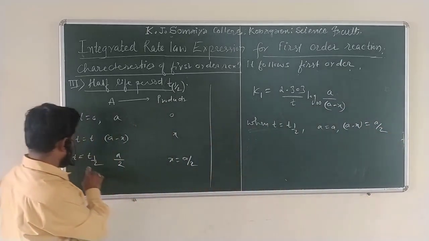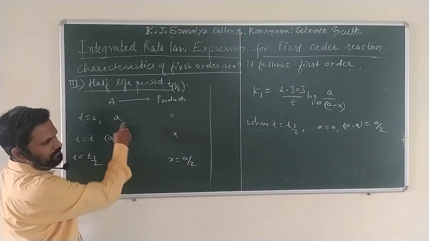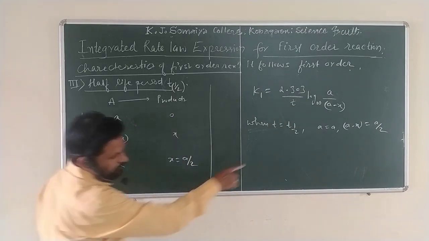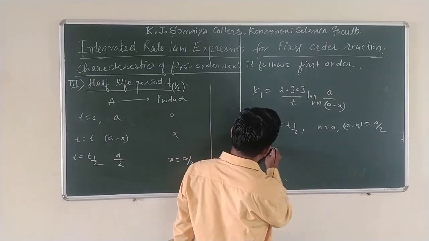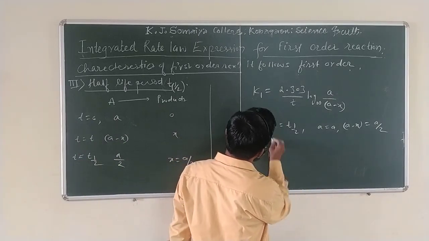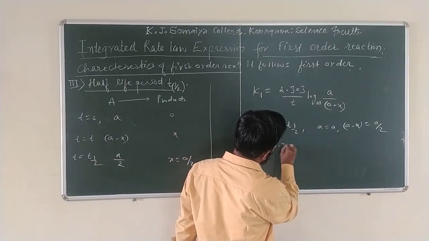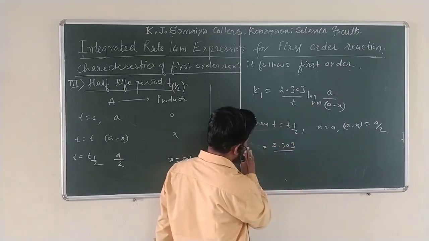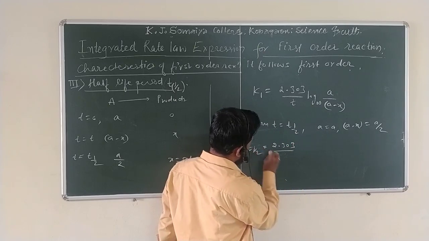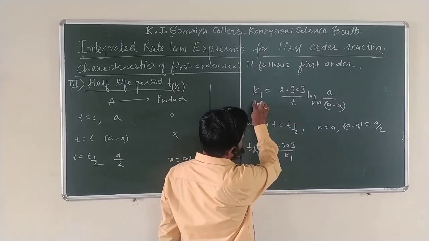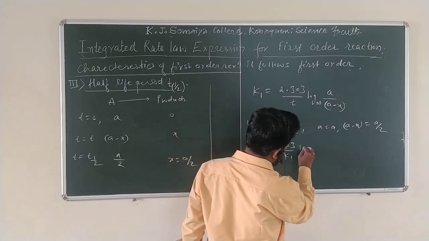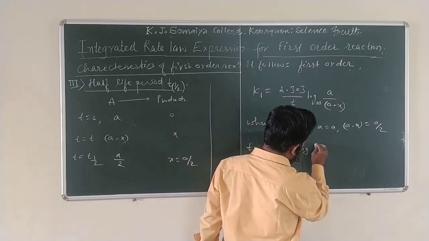Getting my point? A never changes, that is the initial concentration A. What is A minus X? A minus X is nothing but A by 2. So here, therefore, K1 equals 2.303 upon T. What we have to find is the T half. So rearranging this, T half equals 2.303 upon K1 log of A, here A to A, and A minus X.